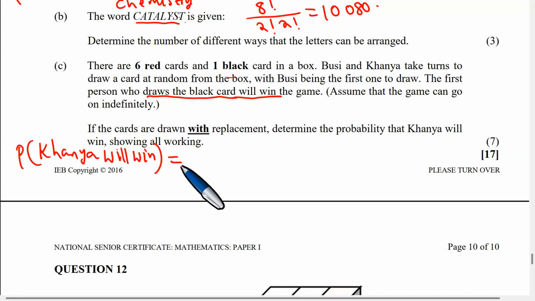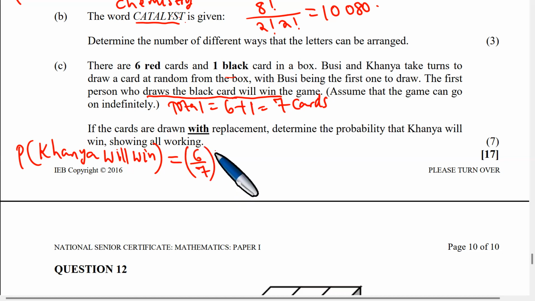There are 6 red cards and 1 black. So we're dealing with a total of 6 plus 1 cards, which is 7 cards. So if there are 7 cards, you have 6 out of 7 cards. Okay, yes.